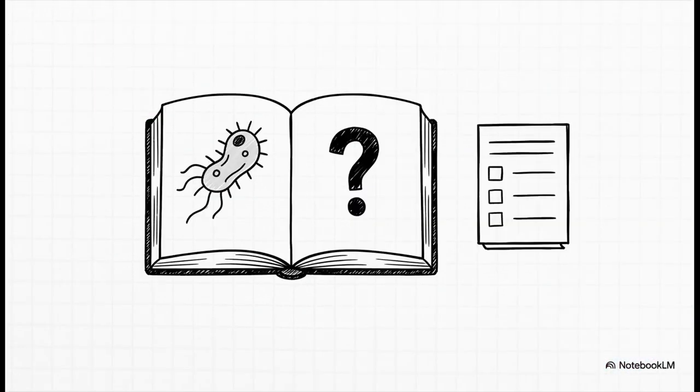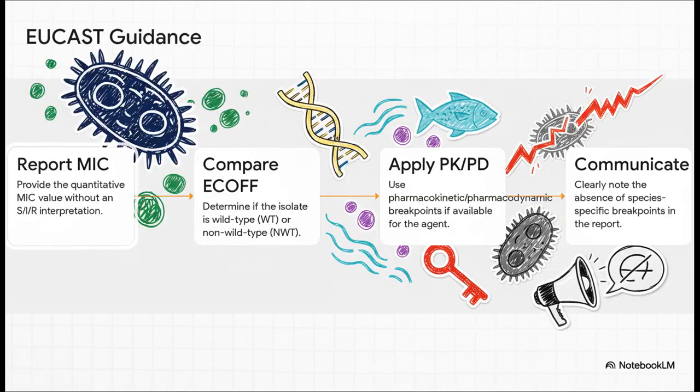So, to pile on yet another challenge, let's talk about breakpoints, or rather, the lack of them. As of the latest EUCAST guidelines, there are still no official species-specific clinical breakpoints for Shewanella. And that makes our job in the lab so much harder. How are you supposed to confidently call something susceptible or resistant when there's no official line in the sand? So what do we do?